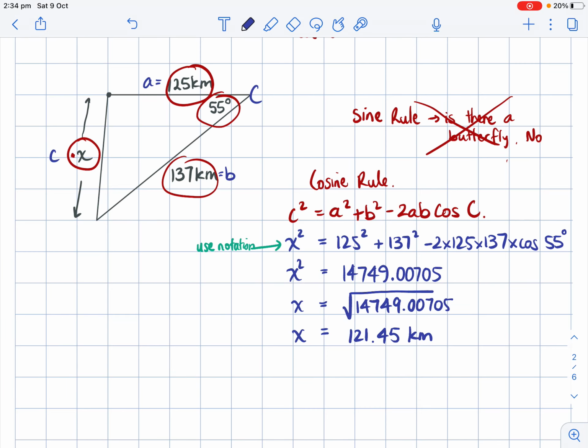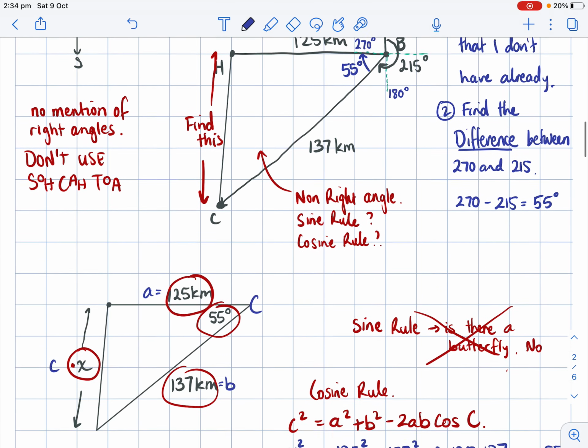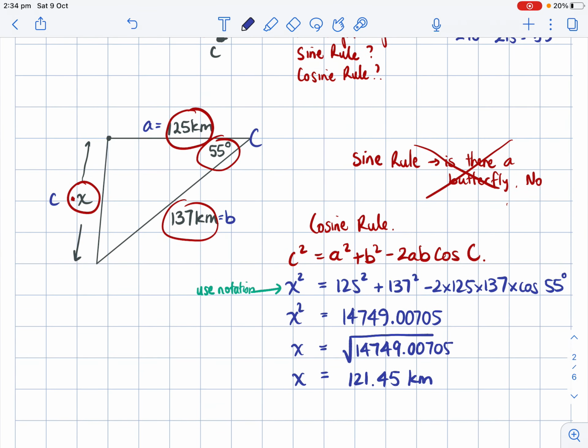Okay, so go back to the question. Make sure you've answered the question. My question is: find the total length of the journey. Did I find the total length of the journey? Is this 125 the total length of the journey? Absolutely it is not. So total length will be equal to 125 plus 137 plus 121.45. I don't know why I wrote 125 over there. That was a bit silly. 121.45.